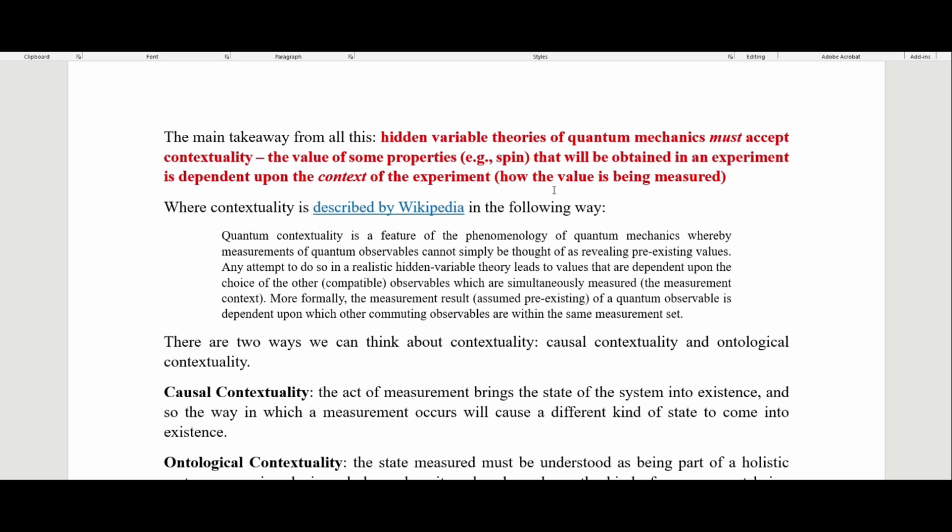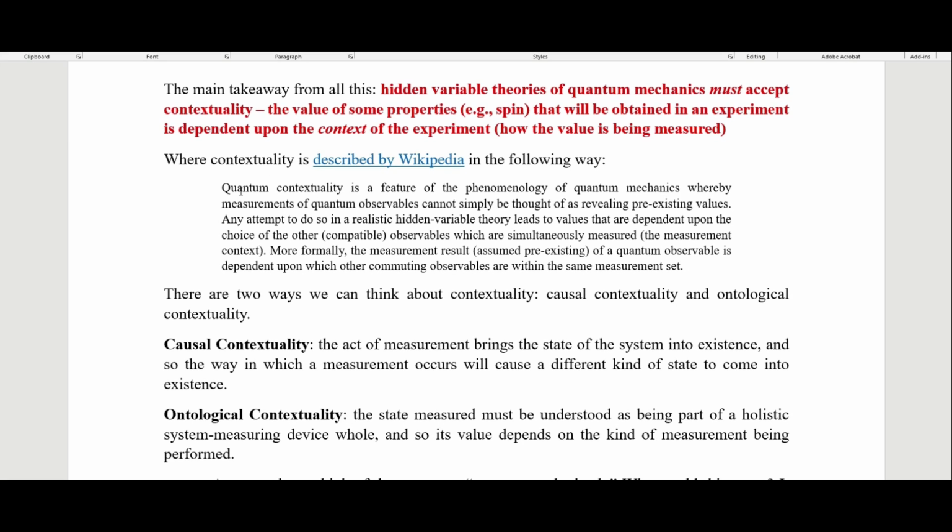So it's dependent upon how the value is being measured. Wikipedia sums it up this way. Quantum contextuality is a feature of the phenomenology of quantum mechanics whereby measurements of quantum observables cannot simply be thought of as revealing pre-existing values. Any attempt to do so in a realistic hidden variable theory leads to values that are dependent on the choice of the other compatible observables which are simultaneously measured.